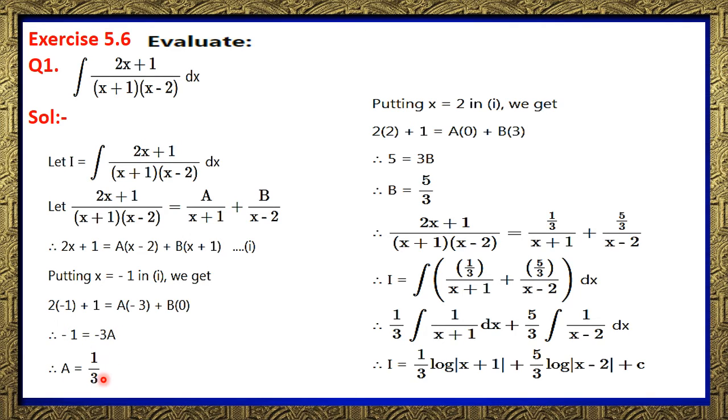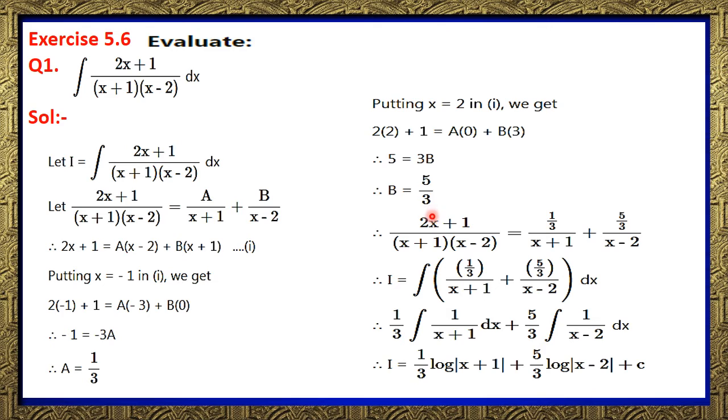Now put x is equal to 2, then the term containing a will be 0, and we get the value of b. So 2 into 2 plus 1 is equal to a into 0 plus b into 3. 2 plus 1 is 3. So 3b is equal to 5, then b is equal to 5 upon 3.